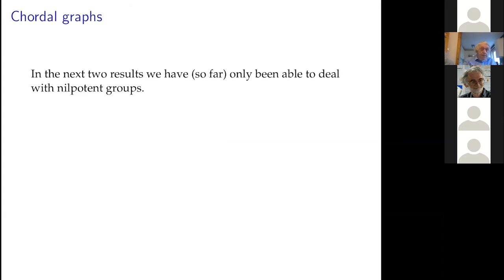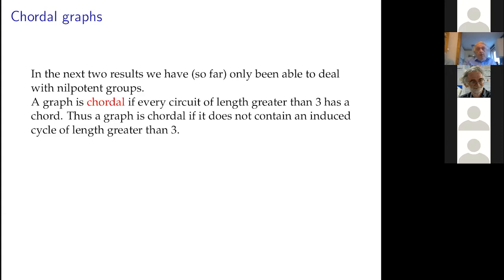For the next two classes, we've only been able to deal completely with nilpotent groups. And in the second case, I have some ideas about going beyond, but we don't have definitive results yet. A graph is chordal if every circuit of length greater than 3 has a chord. So if you find any circuit in the graph, if its length is greater than 3, then there will be a chord dividing it into two shorter circuits. So all the minimal circuits have length 3. So that's a chordal graph.